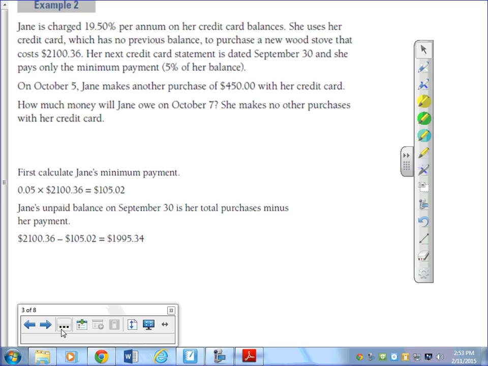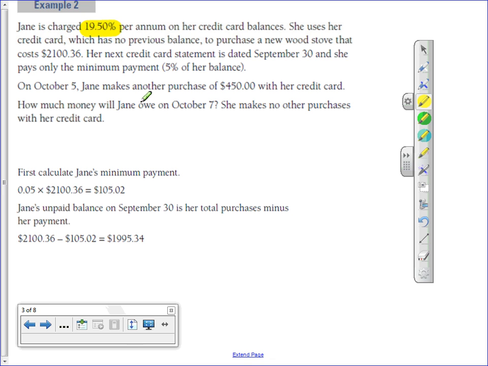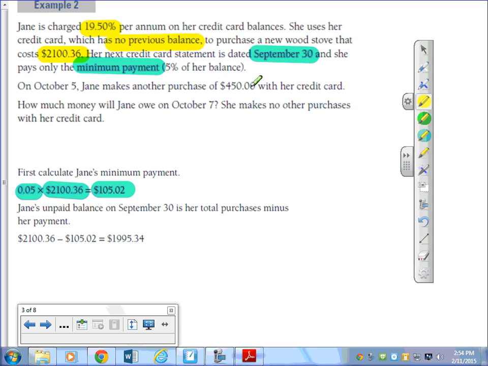Another example here, a little bit different interest rate of 19.5% per year from this credit card company. And she uses her money to buy a stove at over $2,100. Previously had no balance, so it was at zero. Her next statement's dated September 30th, and she decides to pay the minimum amount. So on your statement, you'll always have that minimum amount, which is 5%. To figure that out, you take the balance, multiply it by 5%, and we get that amount. So that's how much she pays so that she can kind of satisfy the company and doesn't have to pay any more that month.